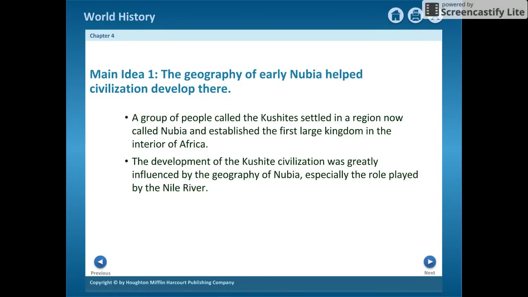So main idea one, the geography of early Nubia helped civilization develop there. A group of people called the Kushites settled in a region now called Nubia and established the first large kingdom in the interior of Africa. The development of the Kushite civilization was greatly influenced by the geography of Nubia, especially the role played by the Nile River. Again, the Nile River helped them just as it helped the Egyptians that we've been talking about.